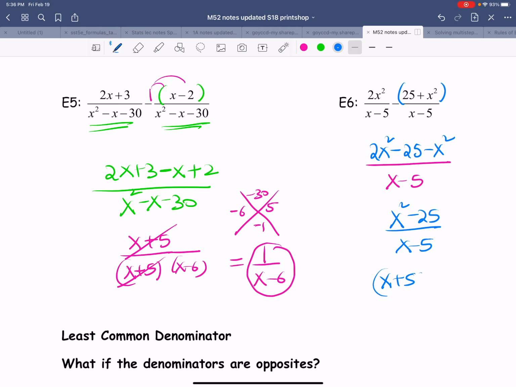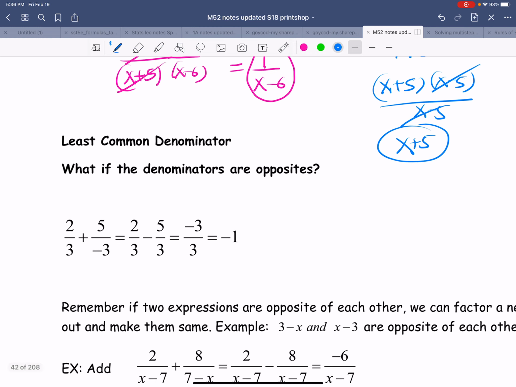So let us go ahead and factor: x plus 5 times x minus 5 over x minus 5. Cancel these out, and we're just left with x plus 5 as our final answer and product in this case. No need to put 1 underneath because something divided by 1 is still the same thing, so no need to do that.